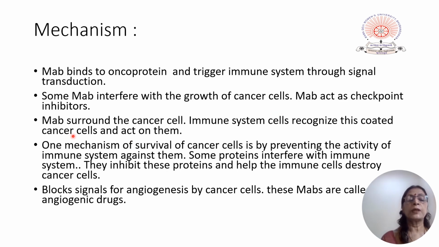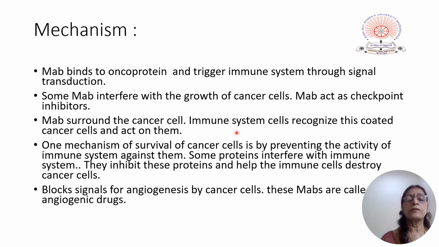Another mechanism by which the MAB is beneficial: MAB surrounds the cancer cell. It produces a coating around the cancer cells, and these coated cancer cells are recognized by the immune system and destroyed by the immune cells.